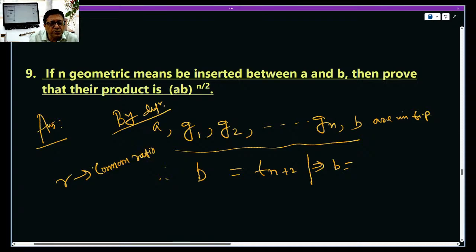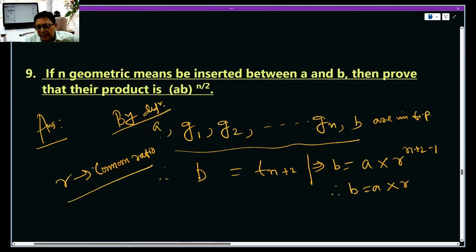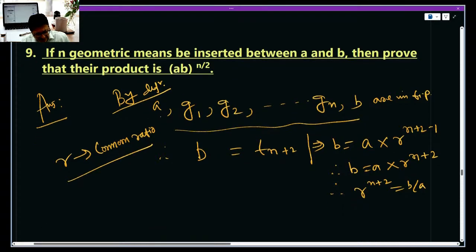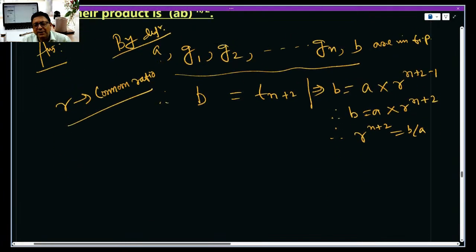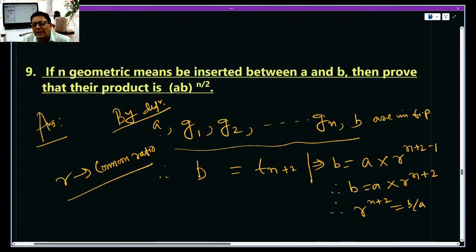Let R be the common ratio. You assume this. Okay? So B will be what? A is the first term, the n plus 2th term is B. Am I correct? Isn't it? So R to the power n plus 2 equals B by A. You understand? R to the power n plus 2 equals B by A. This is a very important sum to solve MCQ.